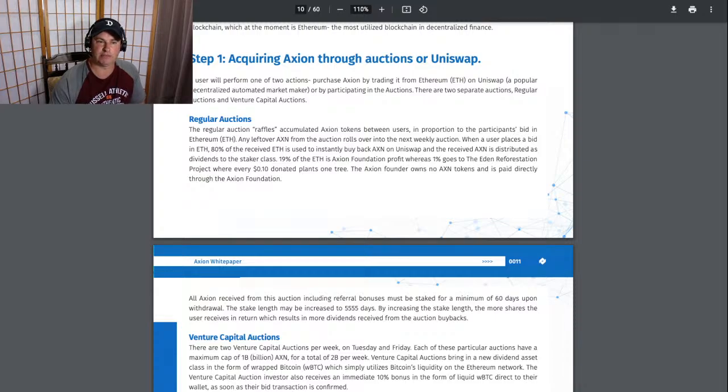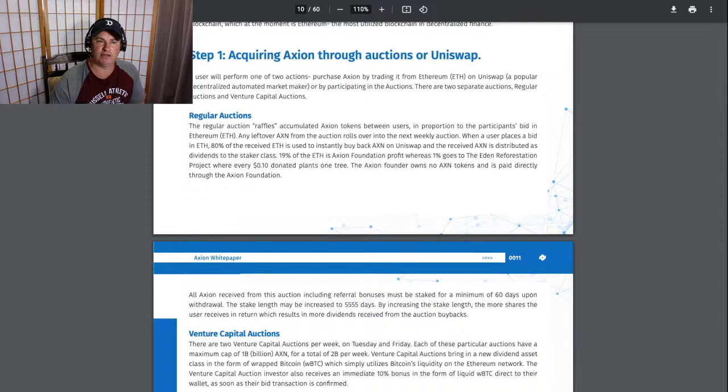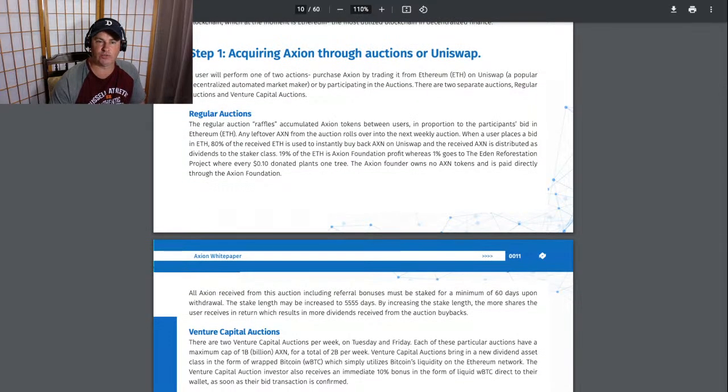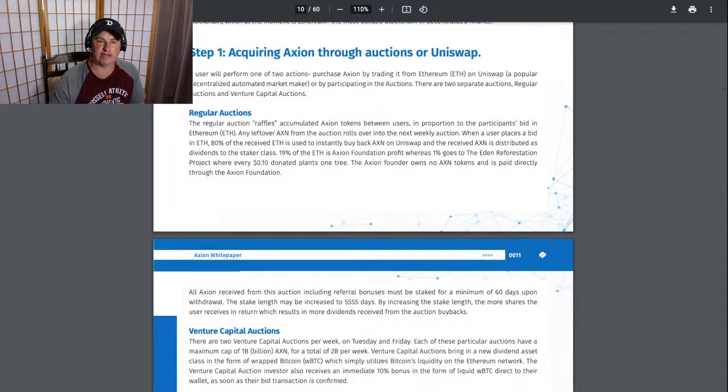When a user places a bid in Ethereum, 80% of the Ethereum (ETH) is used to instantly buy back Axion on Uniswap, and the received Axion is distributed as dividends to the staker class. So that's pretty cool. So 80% of the Ethereum that goes into these auctions is going to come back to you as a staker. It's pretty awesome. In proportion to the amount of shares that you hold. So the more shares you hold, the more of the reward that you'll get.